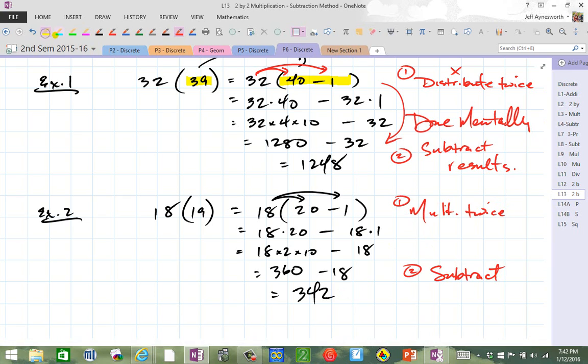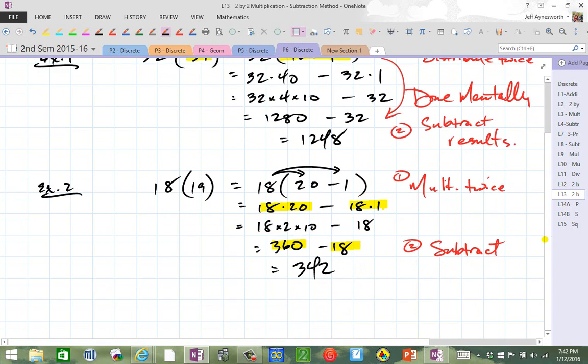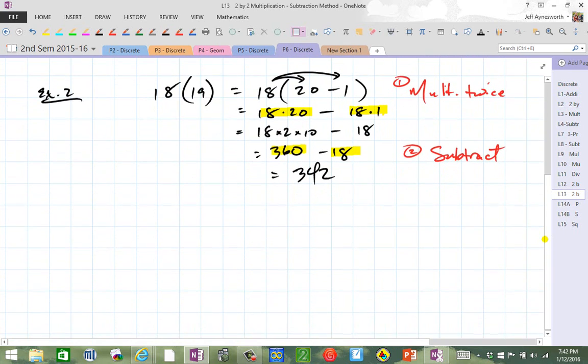So basically, you multiply this in your mind, you get 360. You multiply 18 times 1 in your mind, you get 18. There's your two steps, two multiplications. And then you subtract the results and you get 342. When you get good, you should be able to do that in your head. Okay?